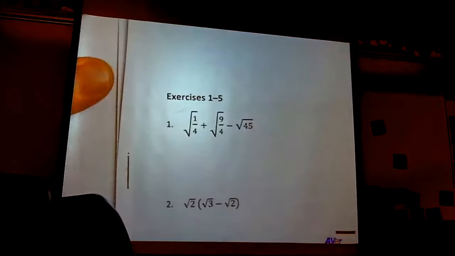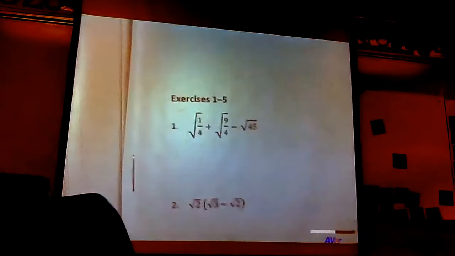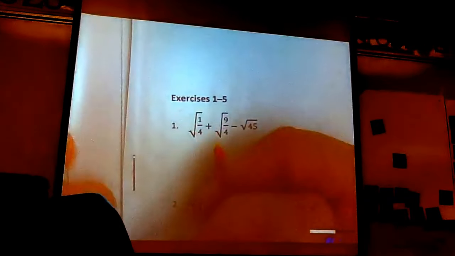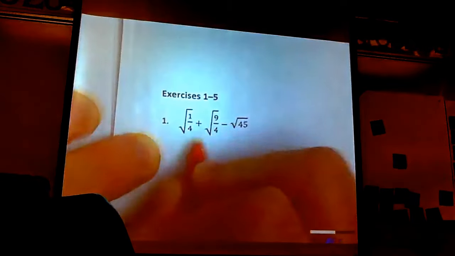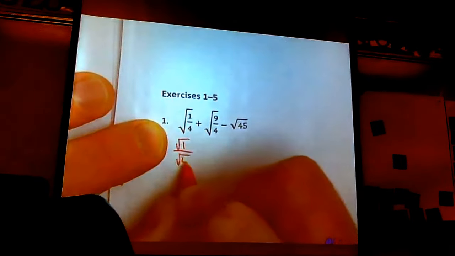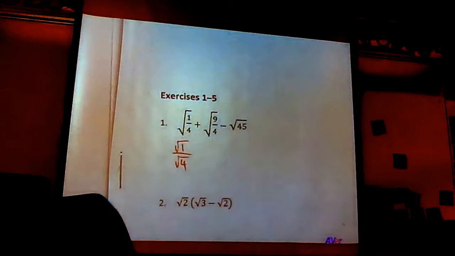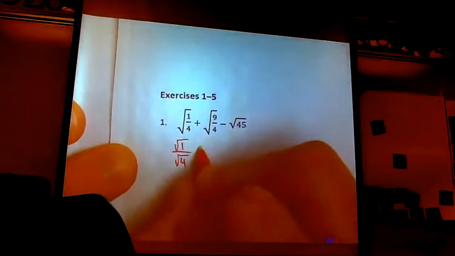Let's zoom in on this here. Who knows what they're doing? How do you do a fraction under a radical? Lexi, you know? Don't you do both the top and the bottom? Yeah, you break it up. Multiplication and division, you can break them up and combine them. Adding and subtracting, you can't. So we can break those up.